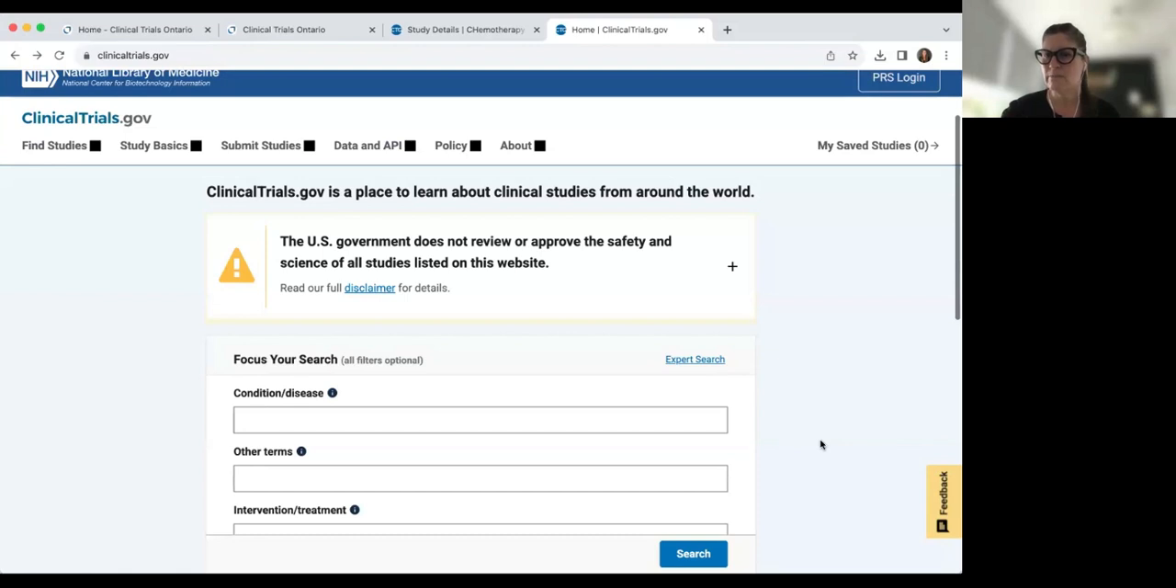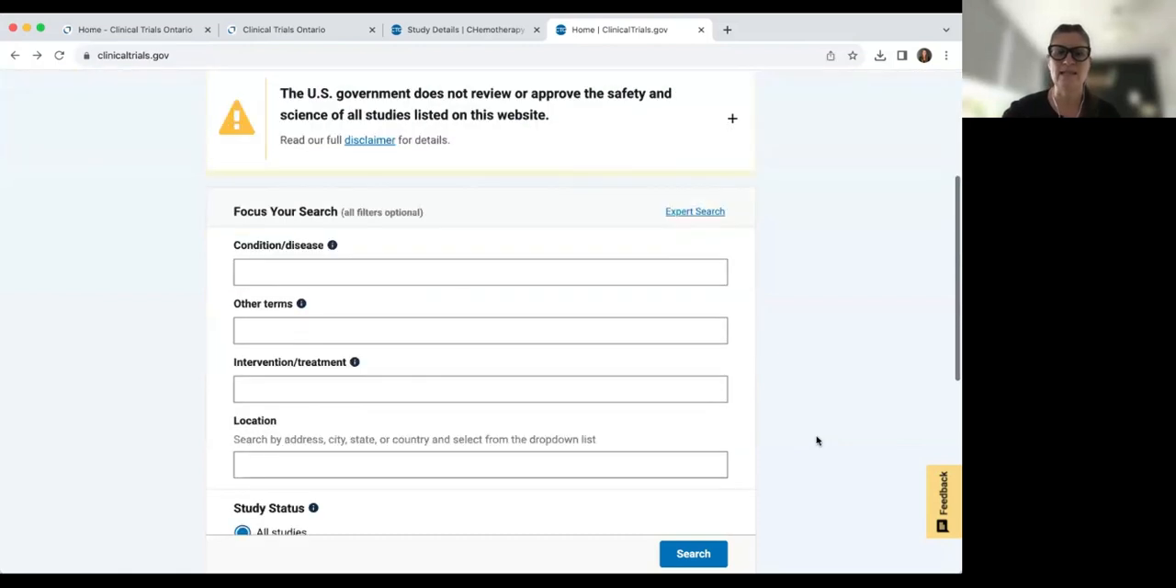That's where you can look at a bunch of different things. But probably for most people's purposes, these are the main filters you would look at. At the very least, you look at the condition or disease you're interested in. You can add some other keywords. If you know what the intervention or treatment is, you can put that in as well. And you can also put in the location.